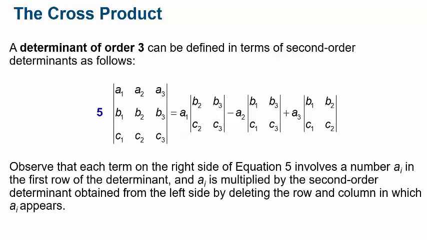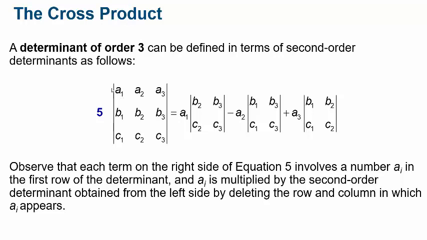Now, the next part. How do you find the determinant of an order 3 matrix, so a 3 by 3 matrix? This can be defined in terms of a second order determinant as the following. You're going to put A1, A2, A3 up here, B1, B2, B3 here, and C1, C2, C3, always in this order.